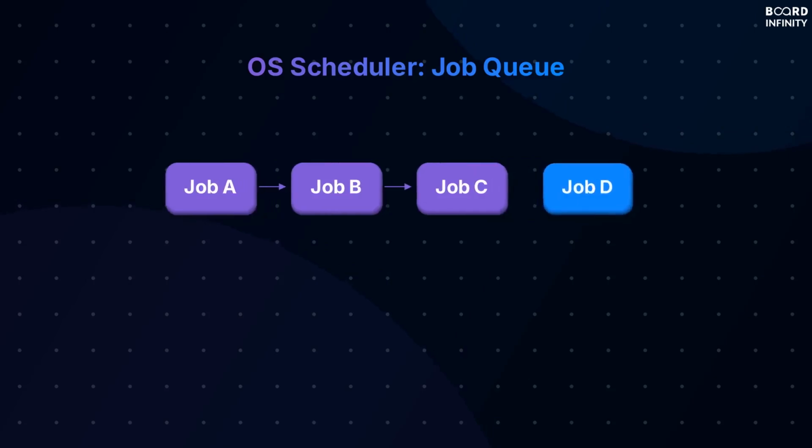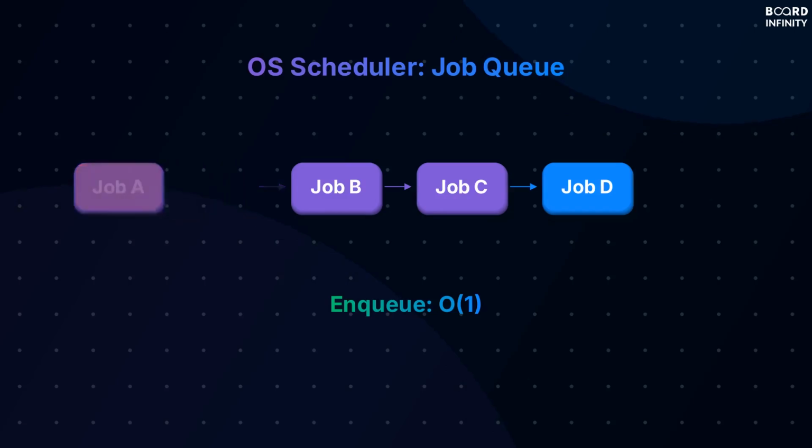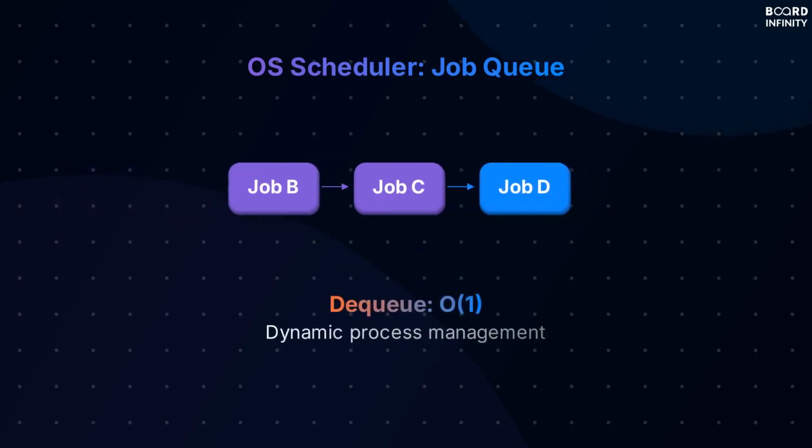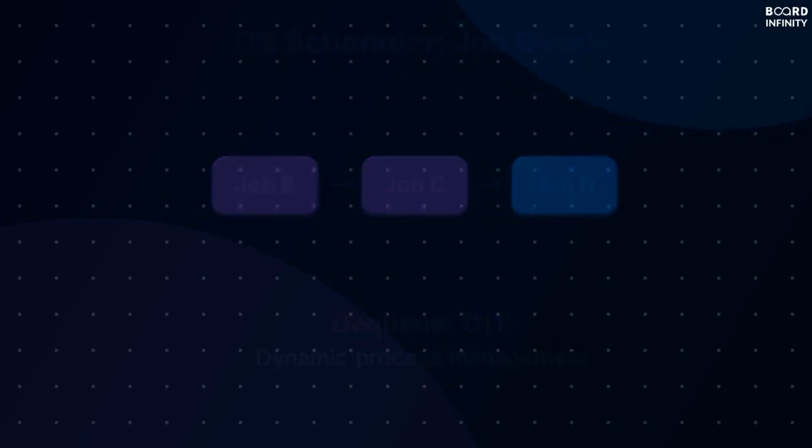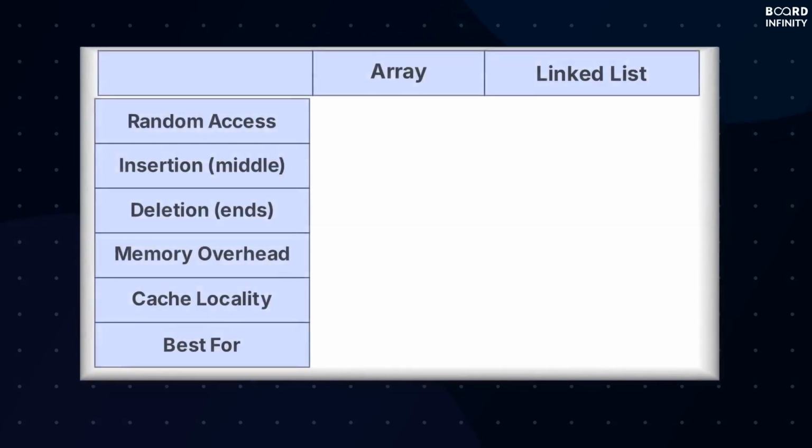This enqueue operation allows new tasks to join the queue efficiently and be removed dynamically. This dequeue operation enables dynamic process management, ensuring efficient resource allocation and task execution in complex systems by processing jobs in order. The choice between arrays and linked lists is strategic.